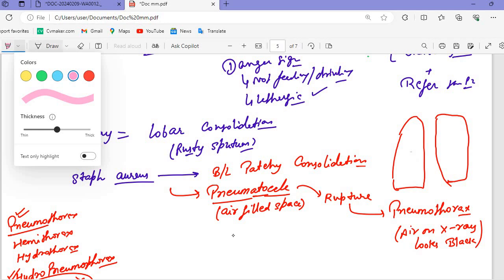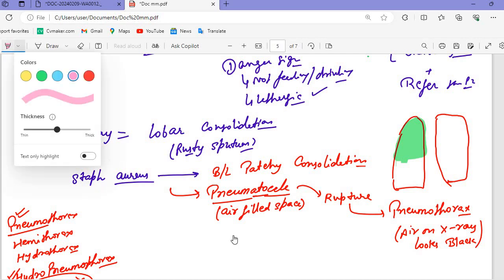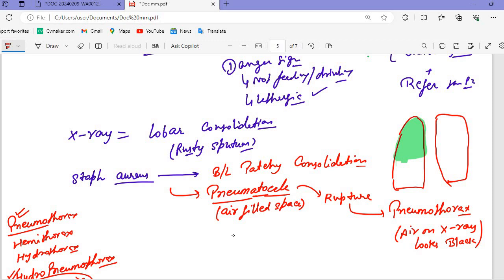We don't have the black highlighter. See, if this is the black color, just imagine this is the black color. These are the black regions. So in this condition, this area is black and it is the pneumothorax. The lung will look black, and also remember this is the whitest color.